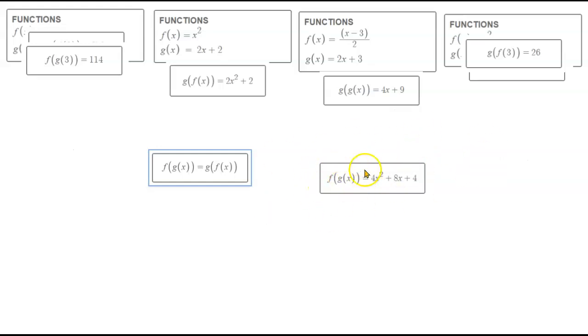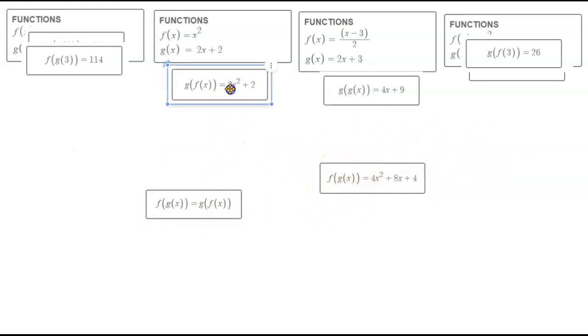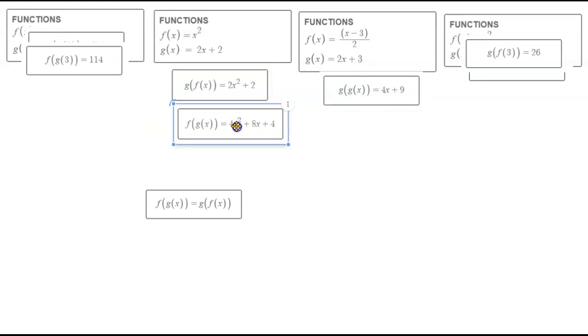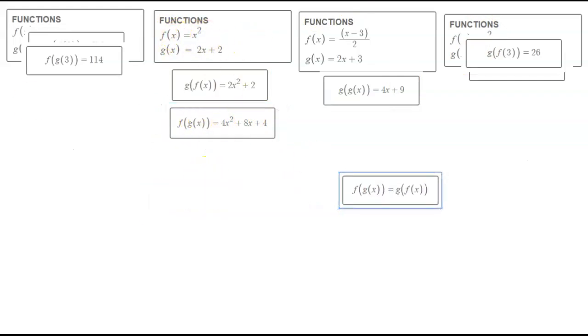Now, looking at this, I need to come up with something that's a trinomial, which means that I have to do a binomial squared, which tells me automatically that this one has to go here. But I'm going to go ahead and show that. If I plug g of x into f of x, I'm going to do this. This is 2x plus 2 squared.